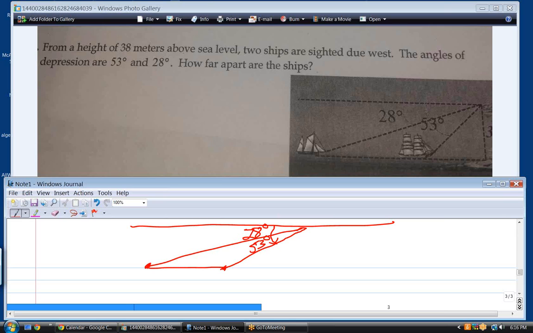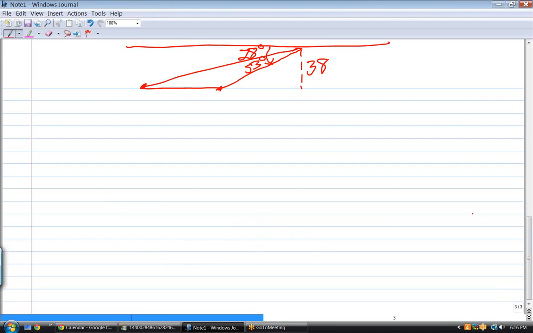All right, well now we're having a good problem here. From a height of 38 meters above the seawater, that's 38. And they want to know x. Any idea? Find both the distance from the first ship to the land and then the second ship to the land and subtract the two? Okay, let's do that. Or is that overworking the problem? No, let's do that.